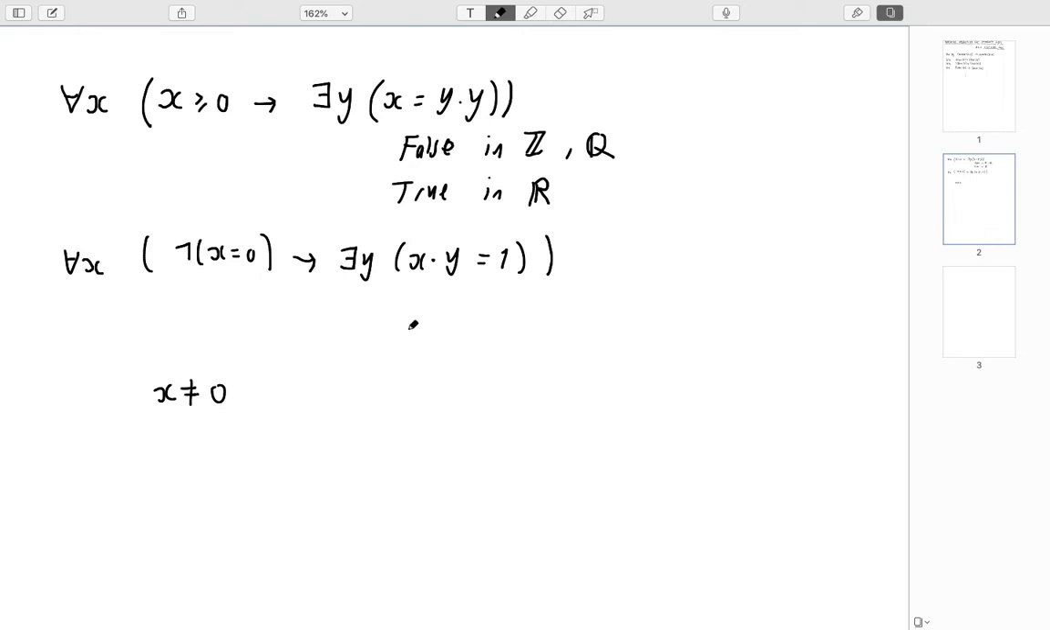So this is false in the integers, and true in the rationals and the real numbers, because they're both fields, whereas the integers are just a ring. And I could consider many more complicated formulas than this, but I think the examples we've done are enough to continue with the lecture now.